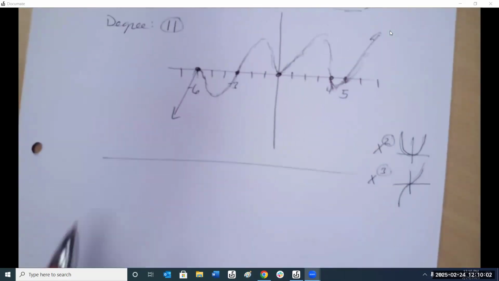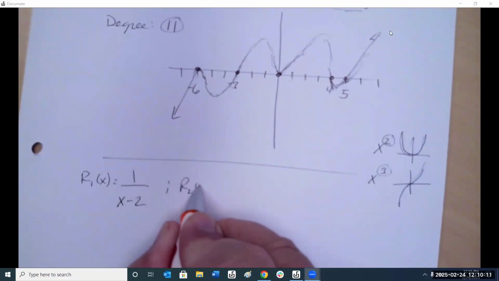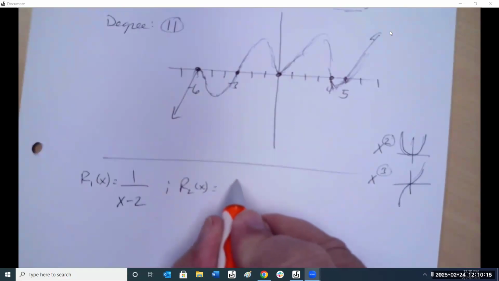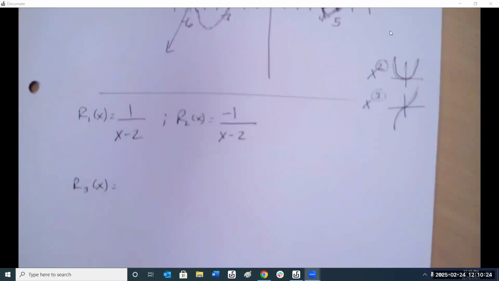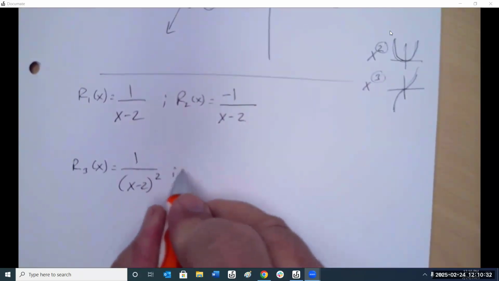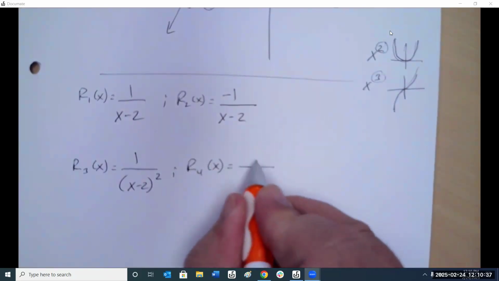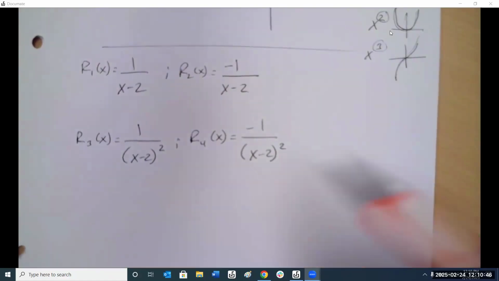With respect to our vertical asymptotes, so what's going to happen here? Because remember, these are multiplicities with respect to our vertical asymptotes. So what's going to happen here? How are these going to change what happens to our graph? What is this graph going to look like?